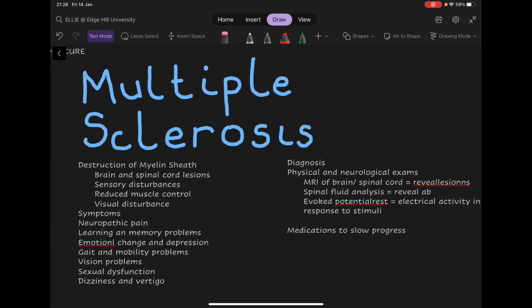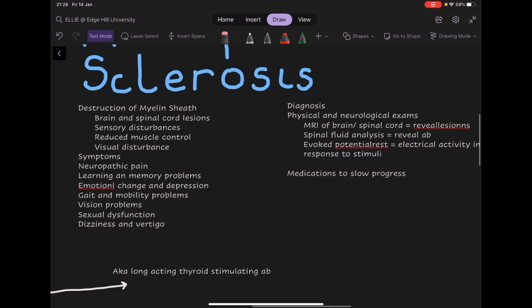Multiple sclerosis is an autoimmune disease caused by the destruction of the myelin sheath. The main big things of damage that this causes are brain and spinal cord lesions, sensory disturbances, reduced muscle control and visual disturbances. These result in symptoms such as neuropathic pain, learning and memory problems, emotional changes and depression, gait and mobility problems, vision issues, sexual dysfunction, dizziness and vertigo.